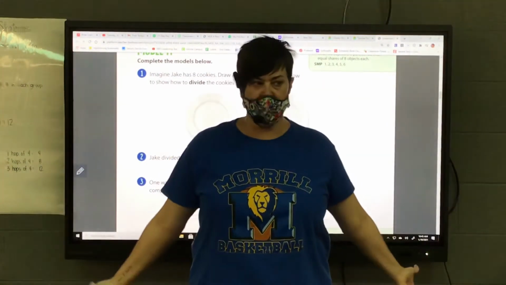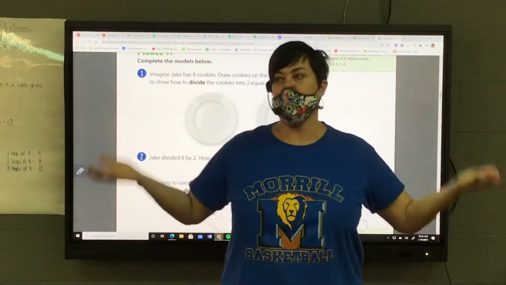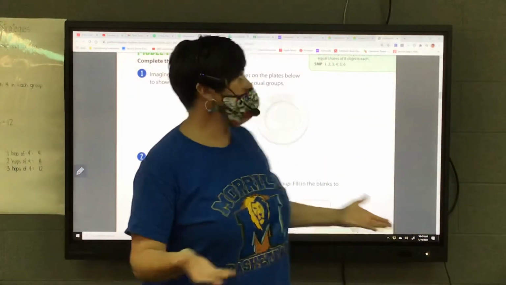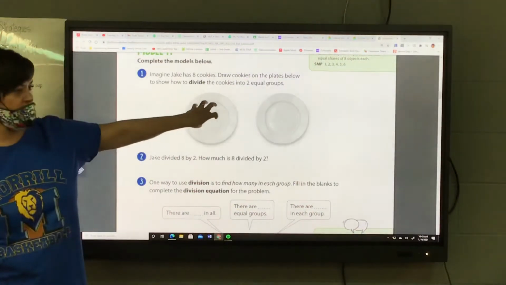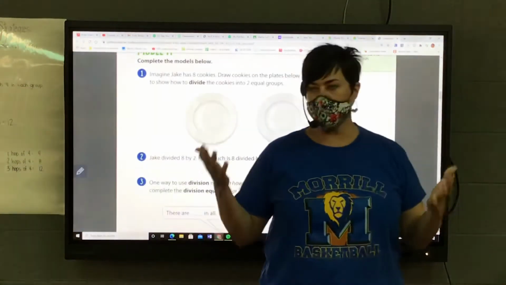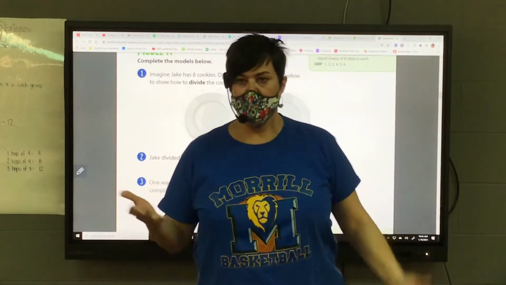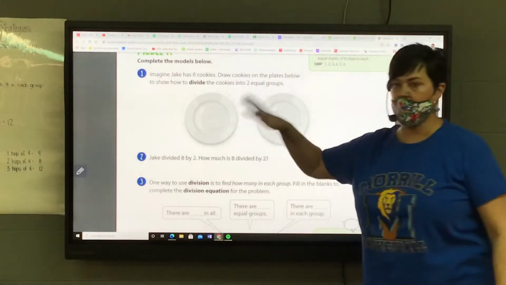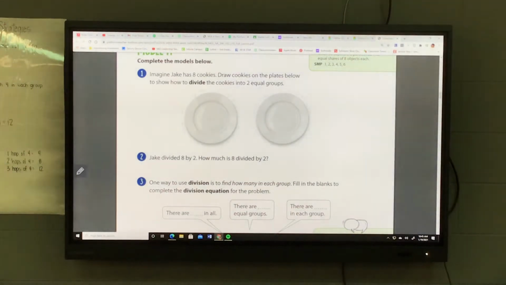Equal means what? It's the same. The same amount, right? So you have to have the same amount of cookies on this plate as you do on this plate. How many total cookies does he have? 8. Show me how you would draw the cookies to make them equal groups. Page 227.